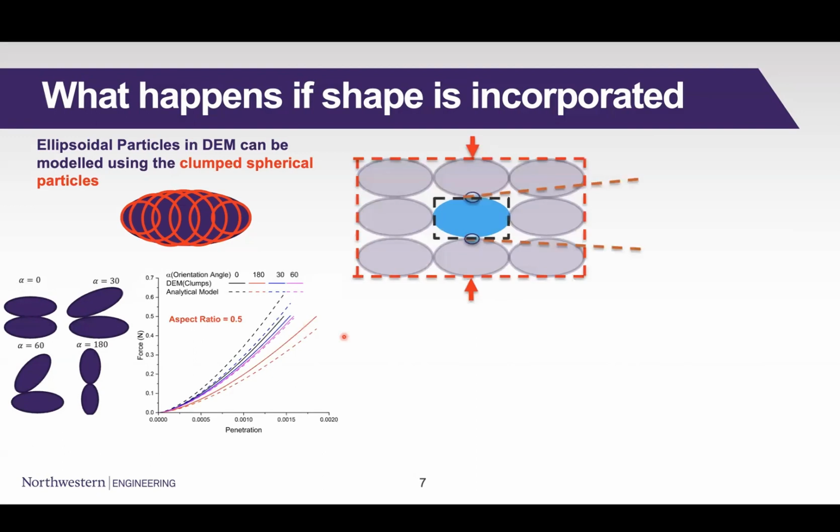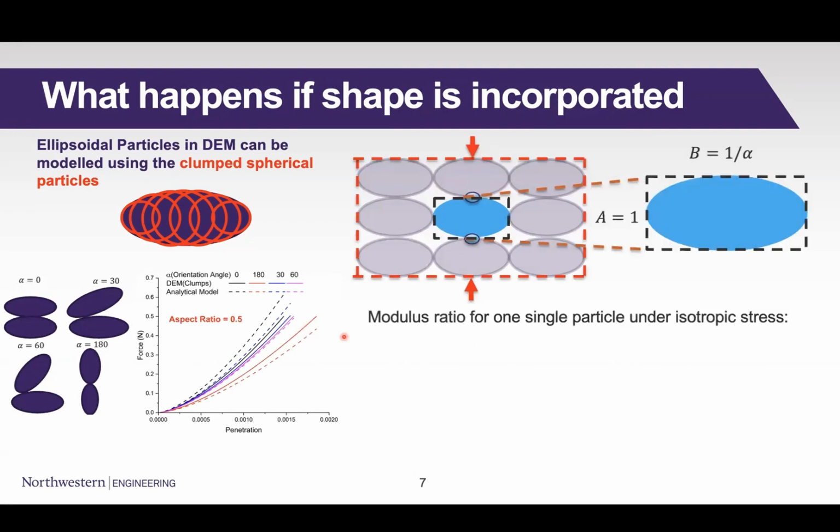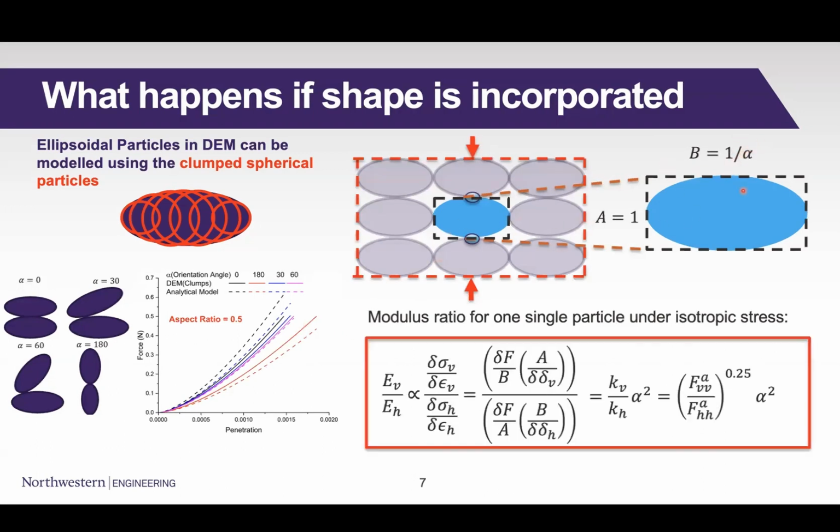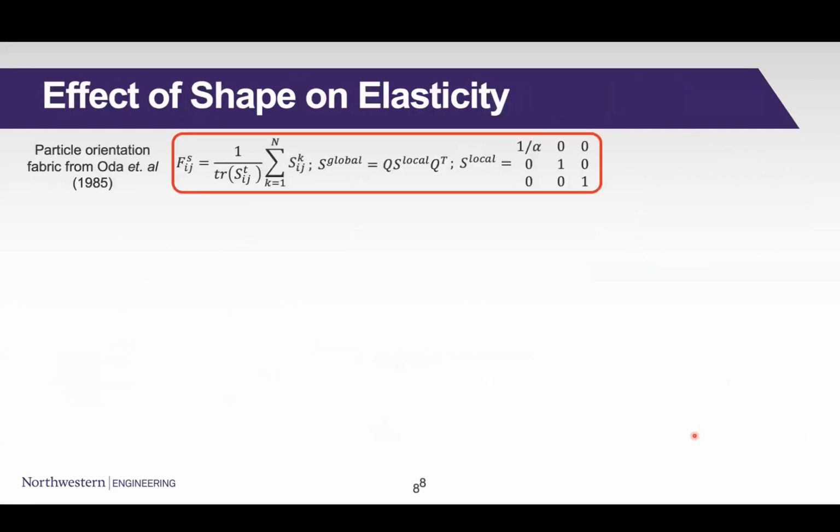Then we derived a simple expression for the modulus ratio of one single ellipsoidal particle, which is characterized by the aspect ratio alpha. And we obtained a simple expression between the modulus stiffness ratio and the contact area fabric and the shape fabric. And here you can see the real effect of this contact area fabric, which would not have been the case for the strong contact fabric. And we further used Oda's definition of shape fabric to enhance this definition and make it more general, that is, for any orientation and any aspect ratio.